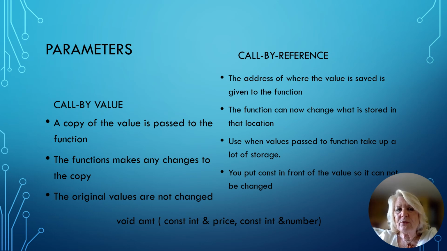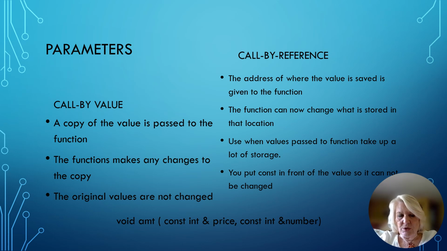In call by reference, the address of the parameter is passed to the function. The function can now make changes to the parameter value. To prevent the changes from taking place, you can place const in front of the call by reference parameter, and it now cannot be changed. So note the example that's at the bottom of the slide.